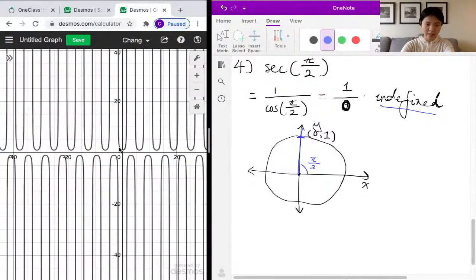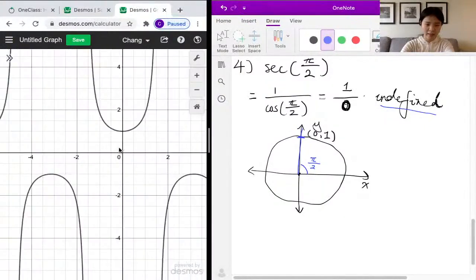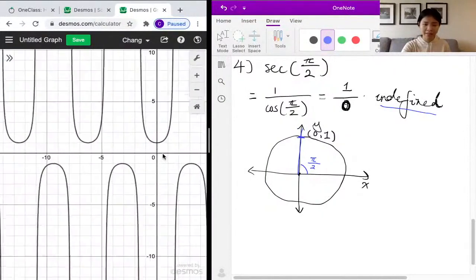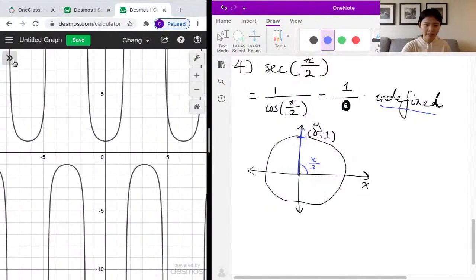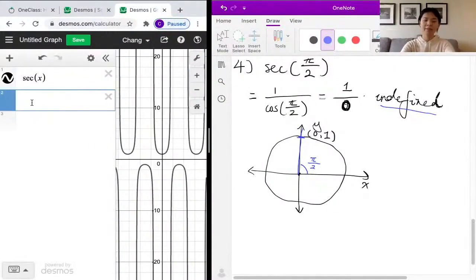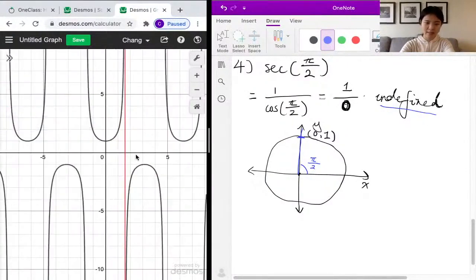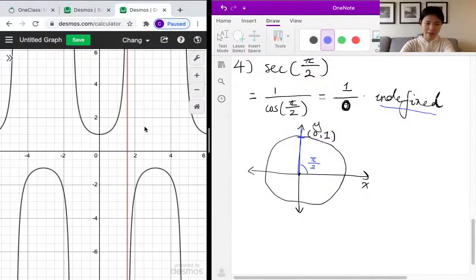It basically looks like a lot of positive and negative parabolas spread out on the plane. This is what the function of the secant of x looks like. Now let's find where x equals pi over 2. The line in red is x equals pi over 2.